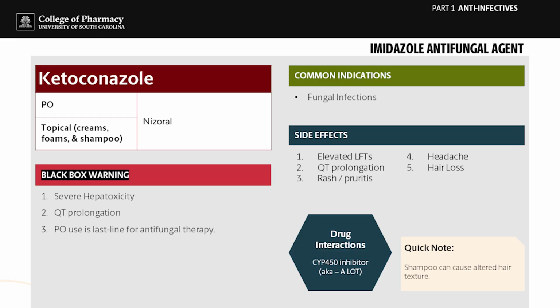The imidazole antifungal agent is ketoconazole, which is the generic name for Nizoral. And Nizoral comes in an oral dosage form, a cream form, a foam, and a shampoo. And the indication of ketoconazole is a fungal infection. It's an antifungal. Remember, we talked about that two slides ago. And some of the side effects are the same as the Diflucan or fluconazole: elevated LFTs, QT prolongation, headache, hair loss, and rash or pruritus. So they're very similar in nature as far as their side effects.